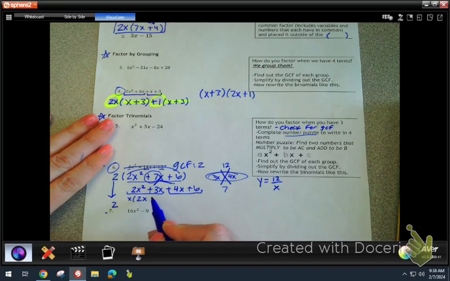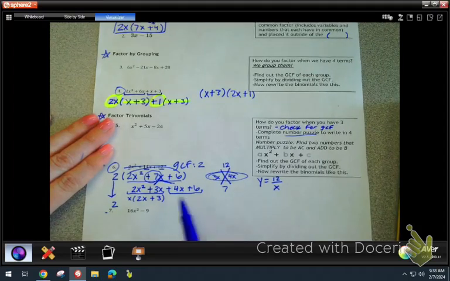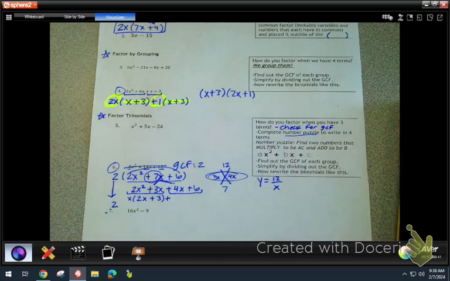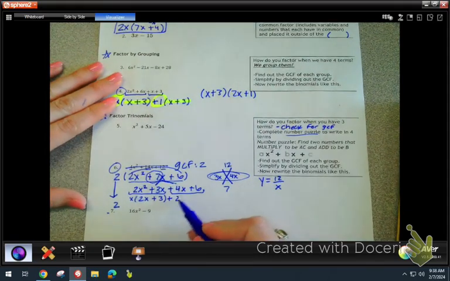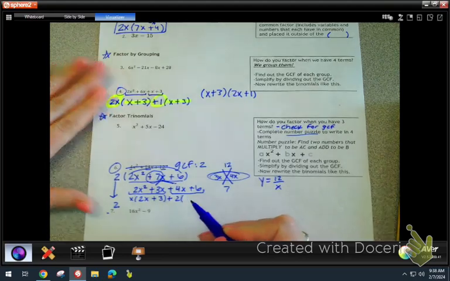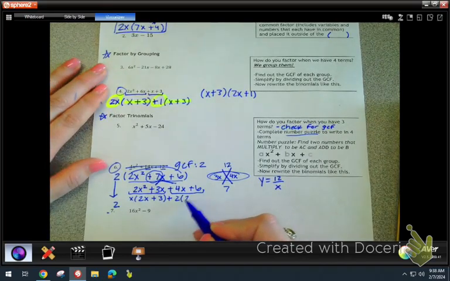2x and then 3 plus 3. Some of y'all are catching on. Yep, I'm a genius. Okay, we're going to take out a positive number because this one's positive. Heidi, what can I take out of 4x and 6? 2. A 2. And what's left over? 2x. Write it down.